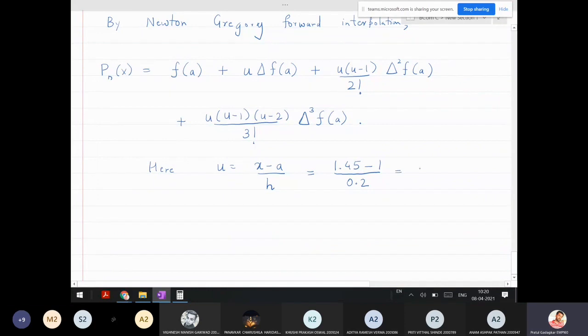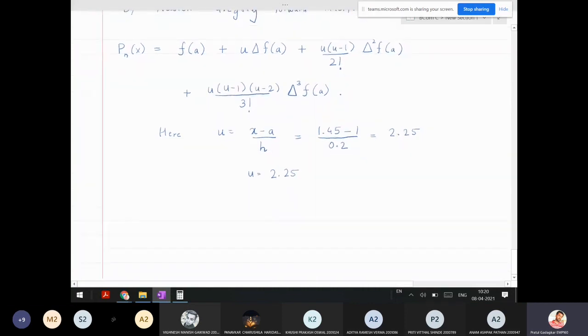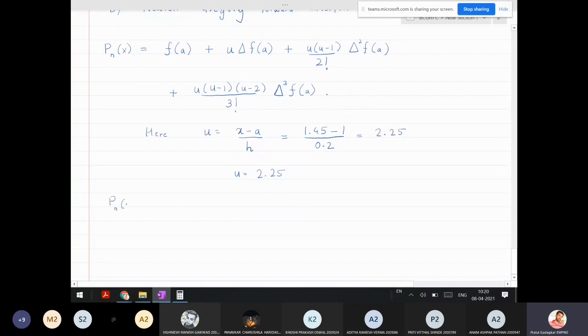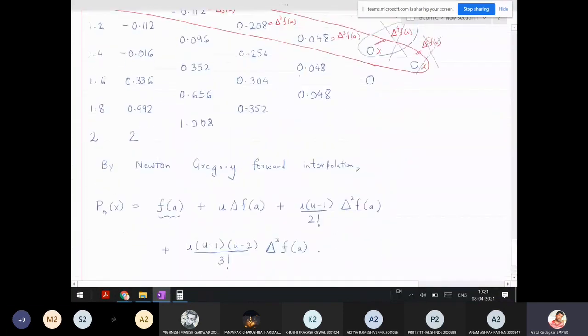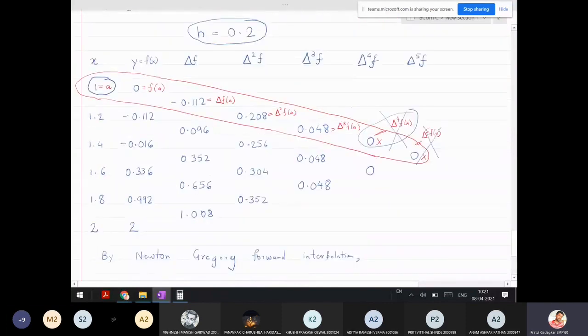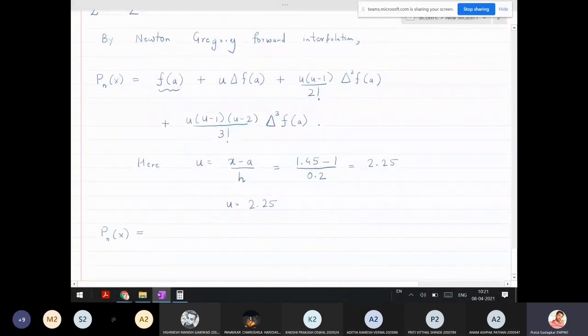So U is 2.25. So U we are going to use as 2.25 in the above formula now. So this means that Pn of x is equal to, now put all the values that you know. What is F of A? From the table, F of A is equal to 0. You see here it is 0. So it is 0 plus then U. How much is U? U is 2.25 multiplied by, please keep the brackets, don't mix up the terms.